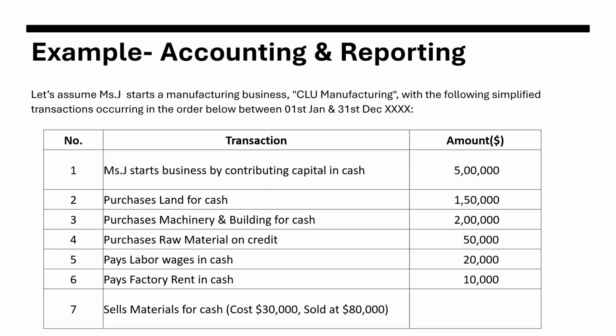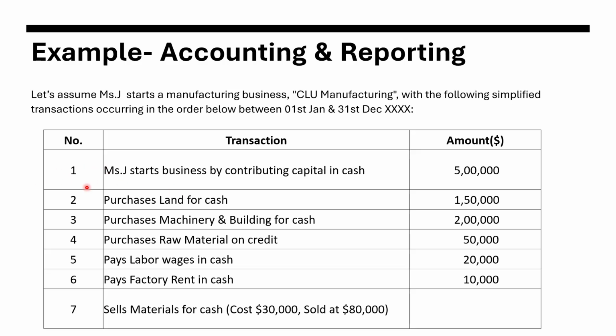So now let's start with our end-to-end example. In this example, Ms. J is starting a manufacturing business, and the name of the company is Clue Manufacturing. Before we start, we need to be clear that Ms. J is different from Clue Manufacturing. They are two different entities. And Clue Manufacturing undertakes all these below transactions between 1st January to 31st December of that year, in the following order listed here.